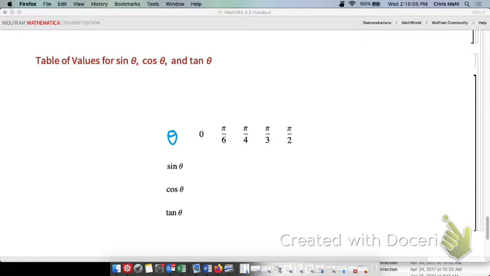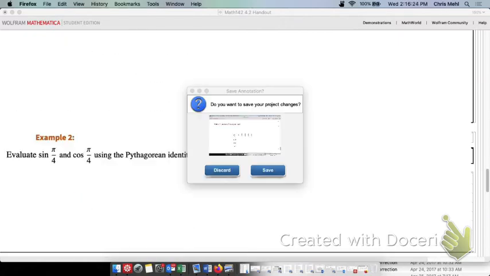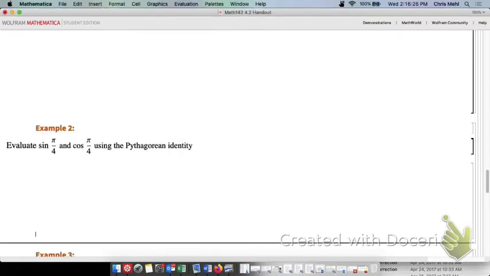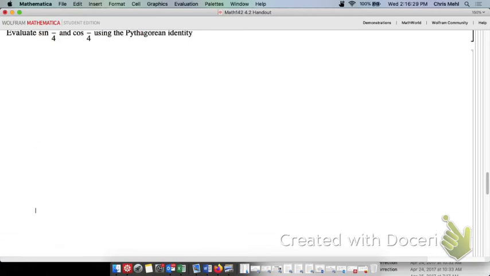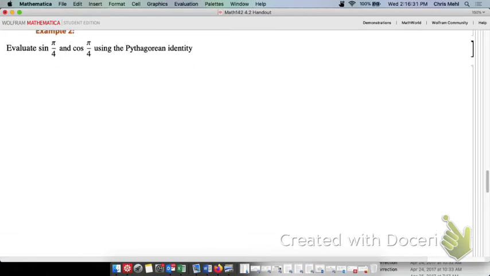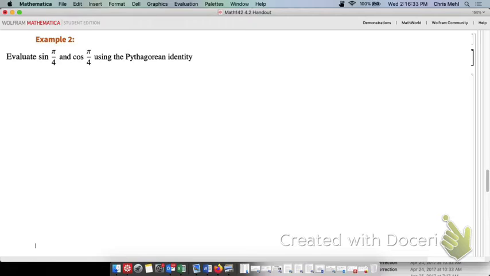But I'm going to go back now and find sine, cosine, and tangent for pi over 6, pi over 4, and pi over 3, starting with pi over 4. We're going to use the Pythagorean identity to find sine of pi over 4 and cosine of pi over 4. One thing I'm going to first convince all of you of is, looking at the unit circle.